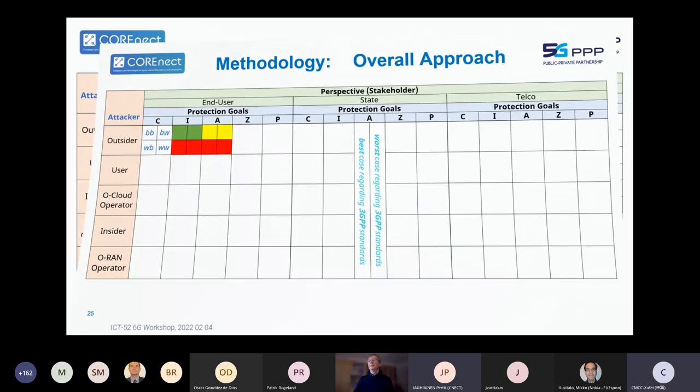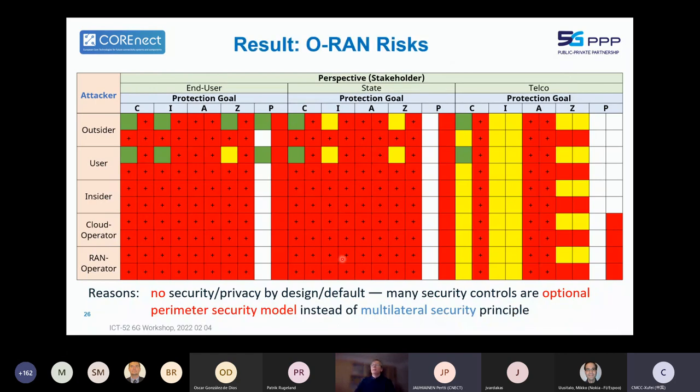So if you take the whole thing and put this into this map, you see it is really a whole bunch of holes. We have some green spots. The good news is we do have some green spots. But as soon as you say an insider, cloud operator or RAN operator is going to have employees that not all of them are acting as they're supposed to, you have a challenge. And for the red points, we can even tell you how to do it. We have high confidence how to compromise these kinds of networks.